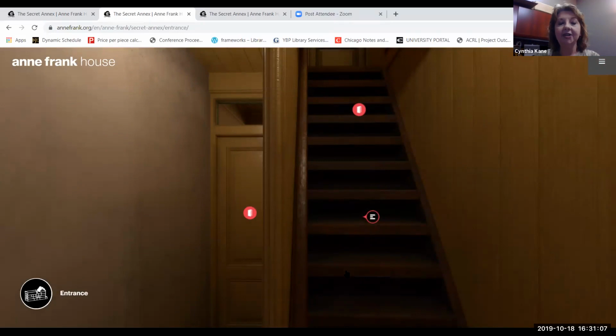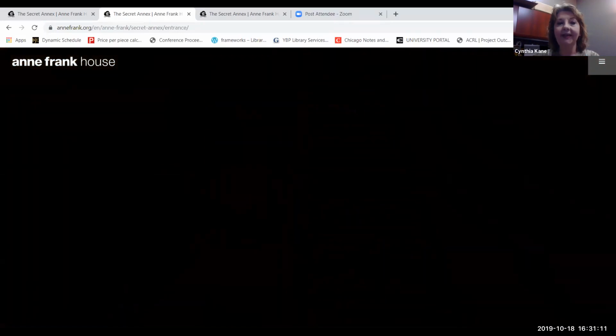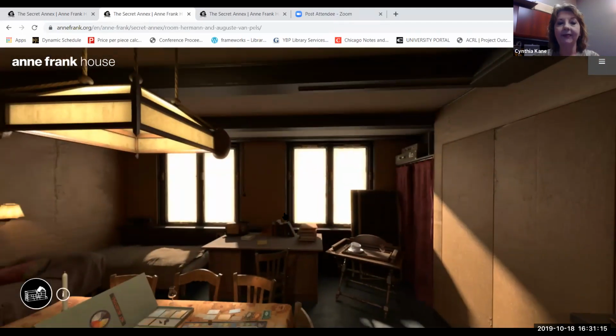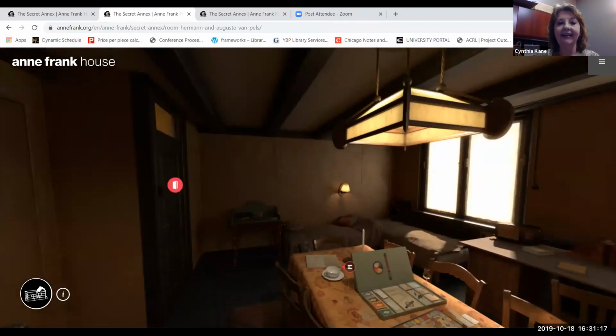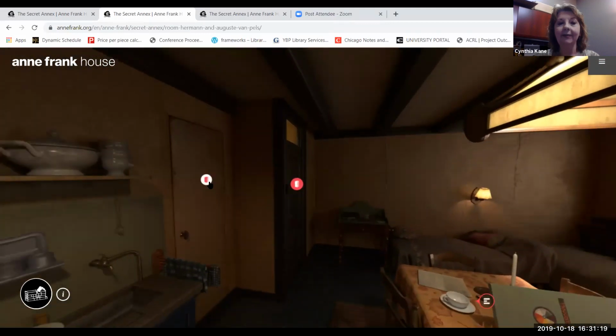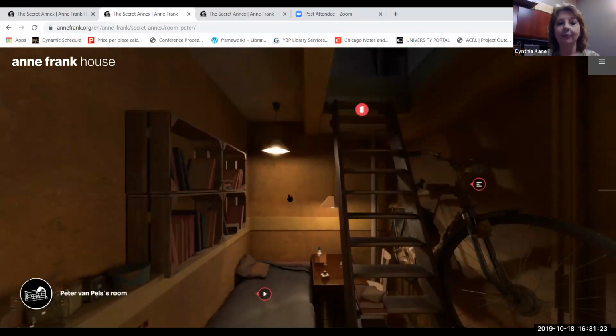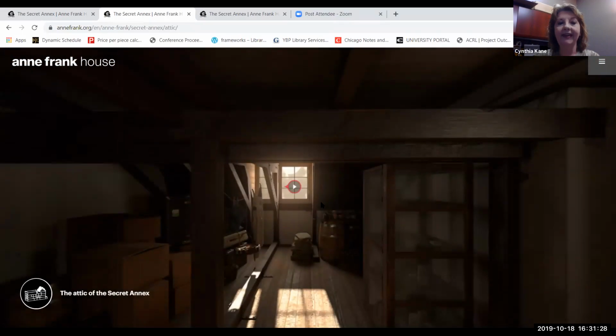And now I can actually go up the steep staircase. I'm behind the bookcase now. And you see what this is doing? This is actually leading me to the rooms of the Secret Annex. And again, I can keep going here. And this is a virtual tour of the rooms where they hid.